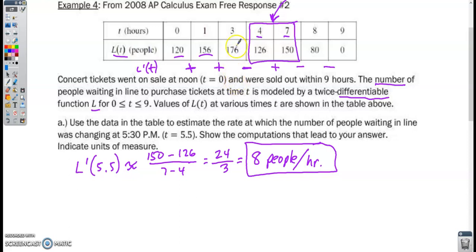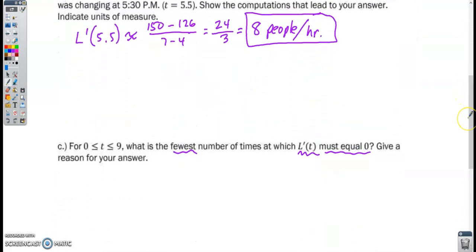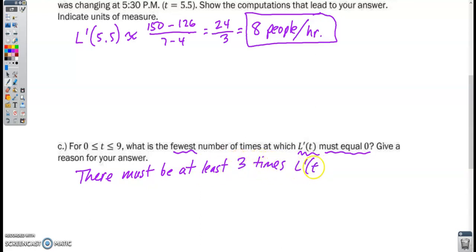So let's see, we've got a sign change from positive to negative here, sign change from negative to positive here, sign change from positive to negative here, and so my answer is going to be there must be at least 3 times that L prime of t must equal 0.